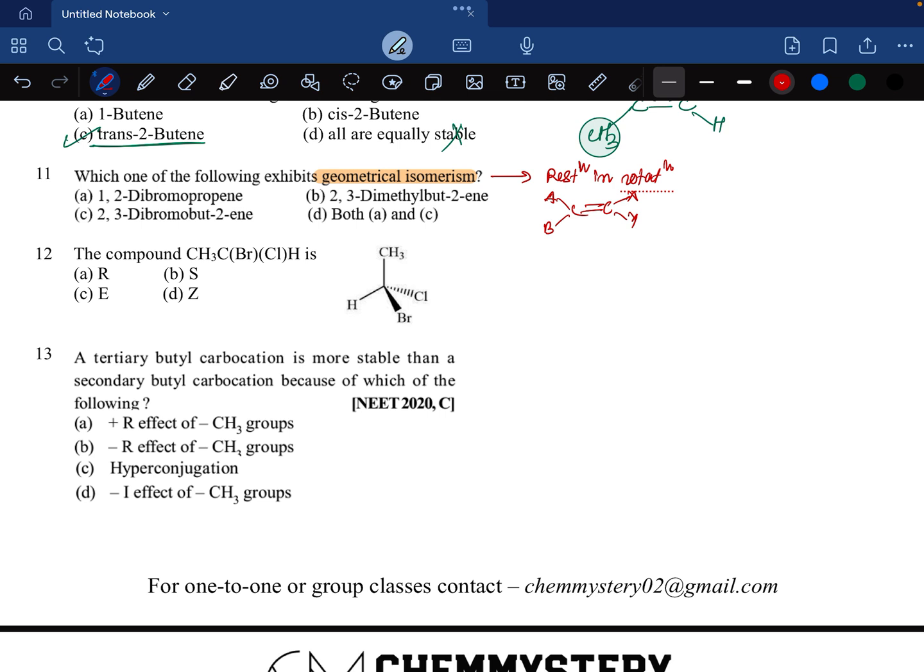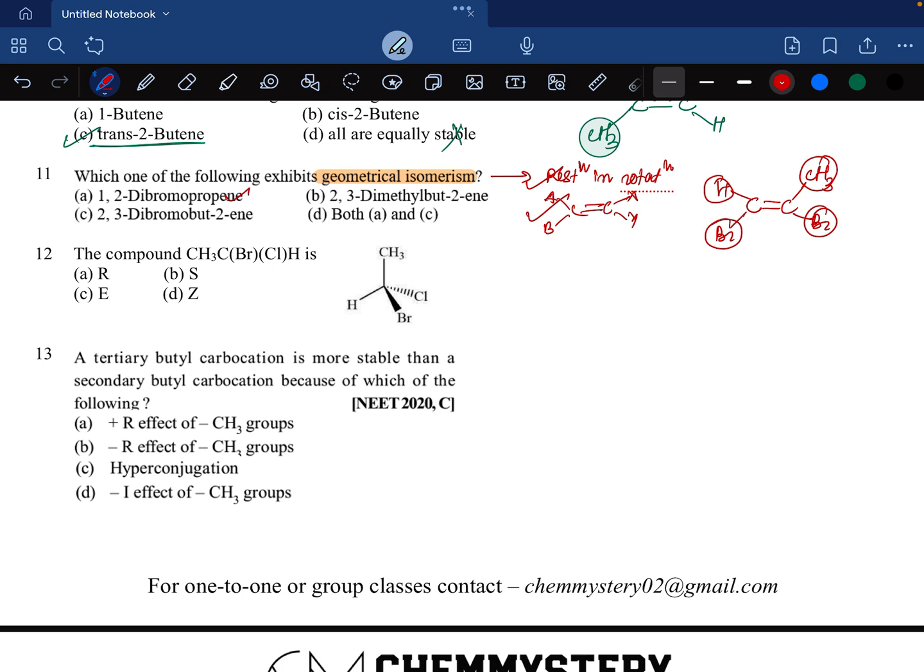1,2-dibromopropene. Okay, propene means this is propene, right? 1,2-dibromo. We have a bromo here, bromo here. So here H will be there. 1,2-dibromo. Right? If you see the groups different, so restriction in bond rotation is also there. Different groups are also there. This can show geometrical isomerism.